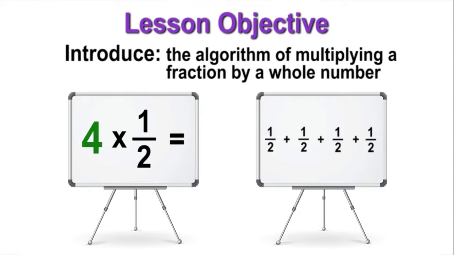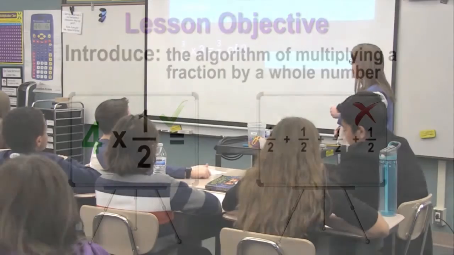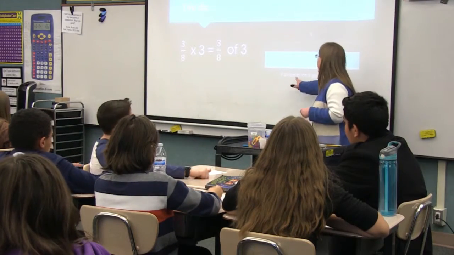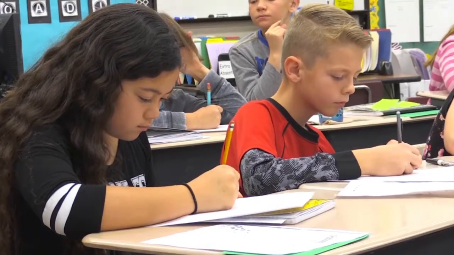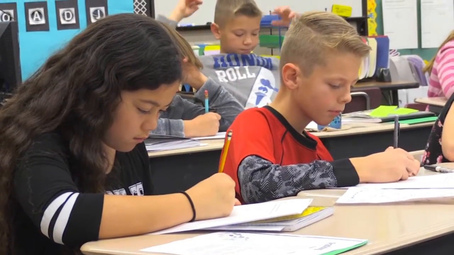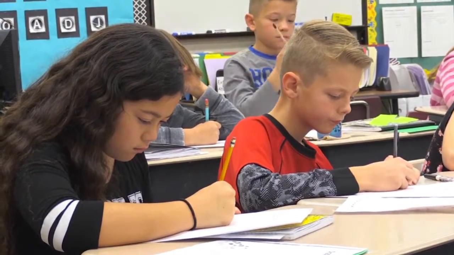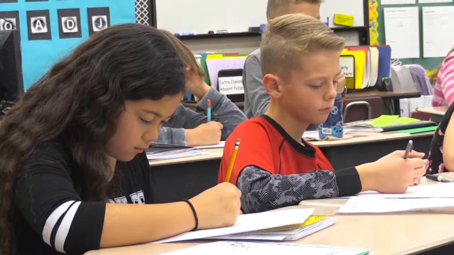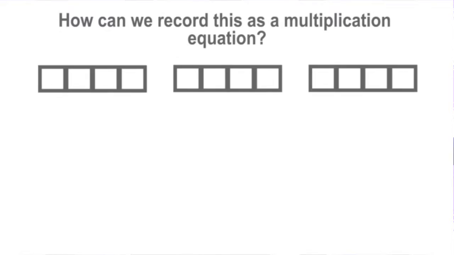In this lesson, students will be formally introduced to the algorithm of multiplying a fraction by a whole number, moving students away from using repeated addition. Using repeated addition to solve multiplication problems will eventually hinder students' ability to solve more complex problems and when the factors increase in size. Using the fraction multiple sheet, let's show 3 multiples of 3/4.